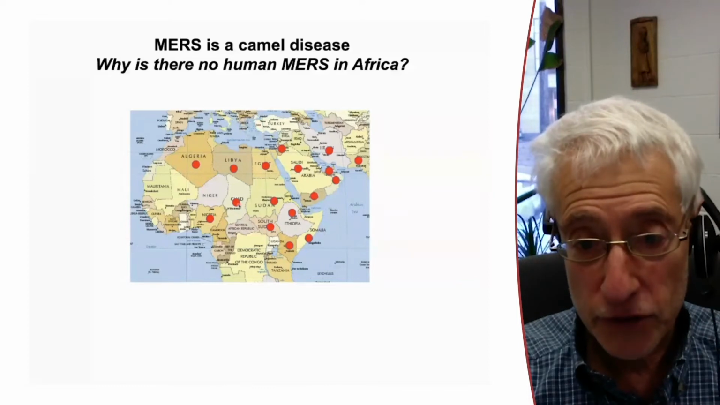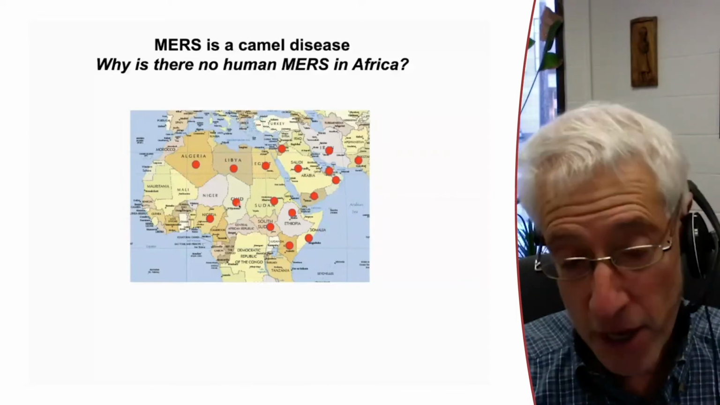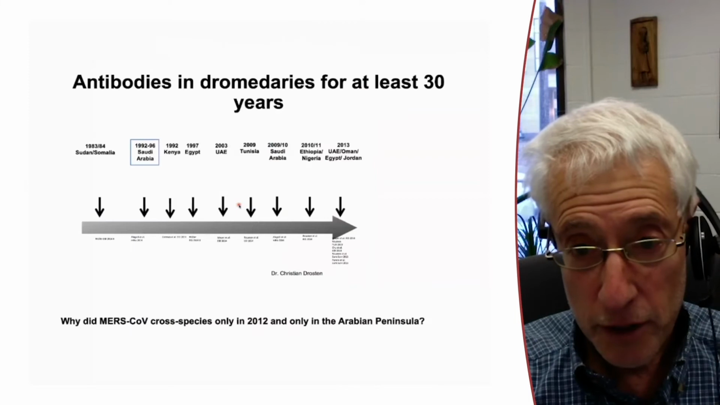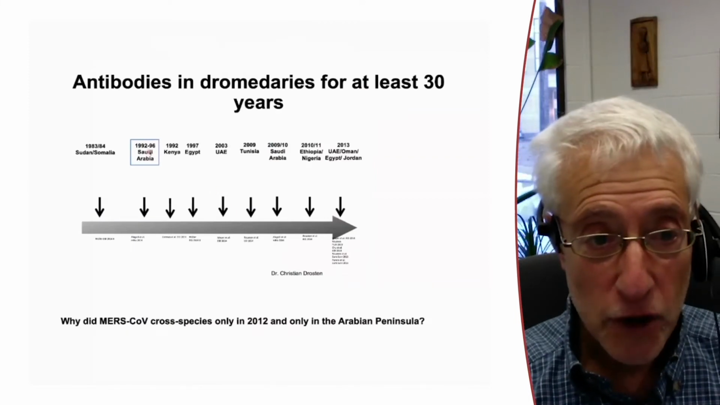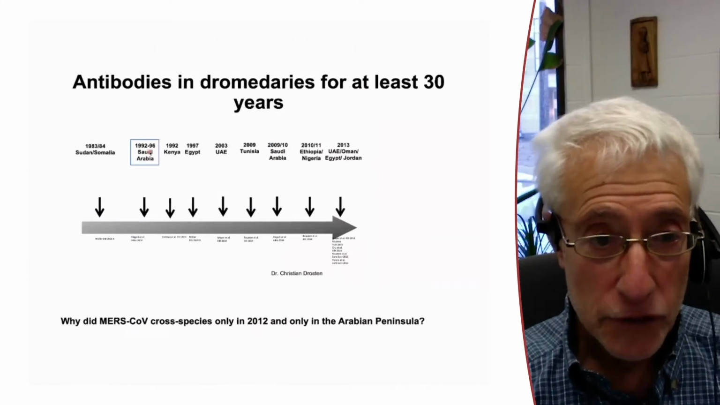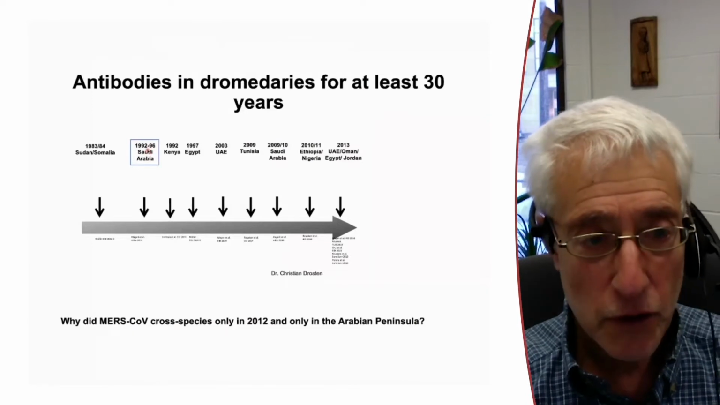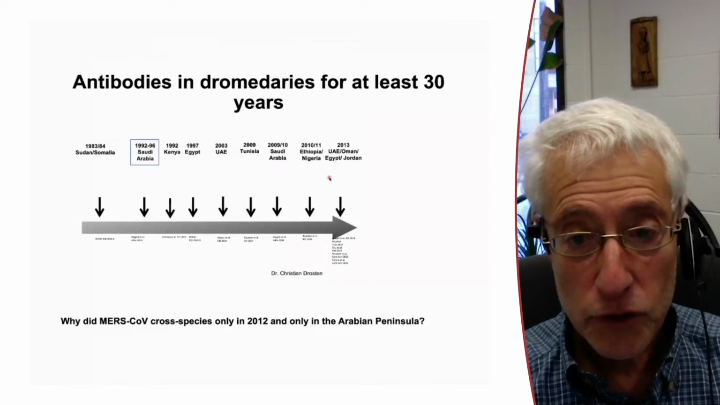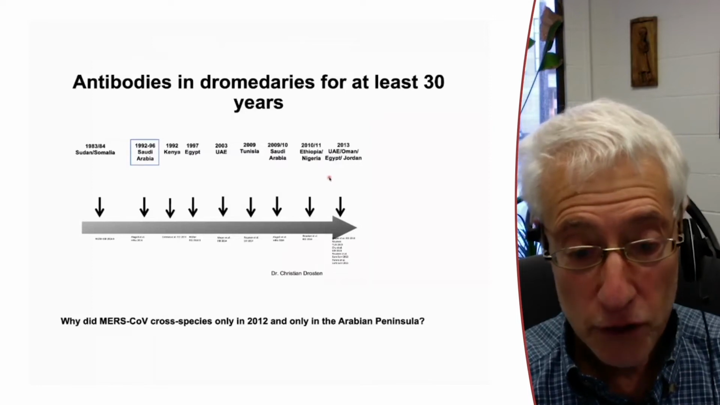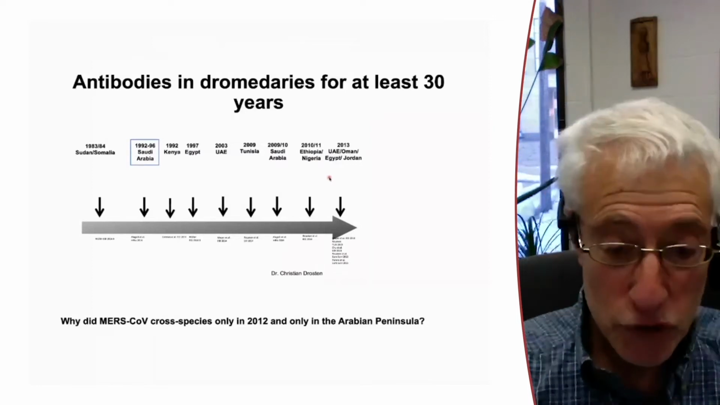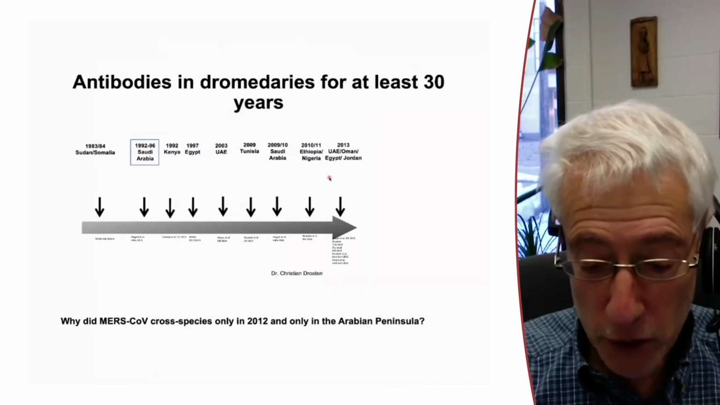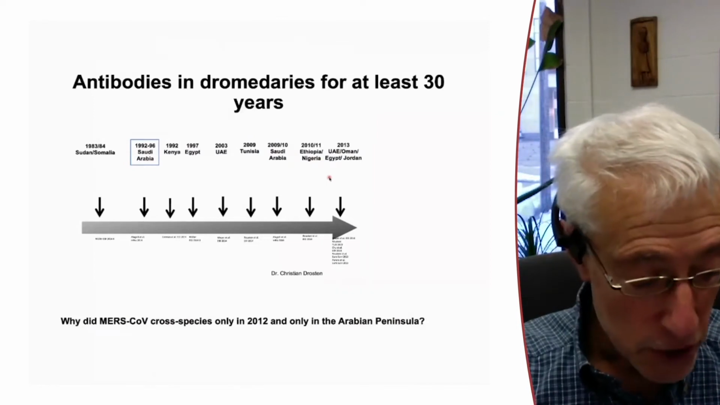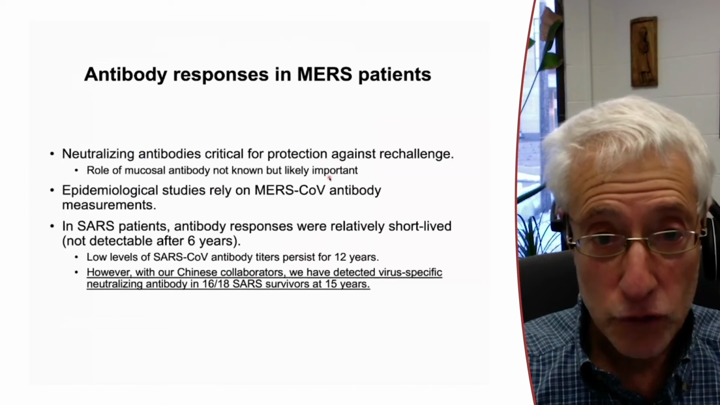This is still being investigated at a low level, or testing, because testing isn't widespread. And in fact, even in Saudi Arabia, MERS-CoV antibodies were detected as early as 1992, but crossover into humans didn't occur until 2012. So why did MERS cross over only in 2012, and why only in the Arabian Peninsula? These are research questions that are of interest.